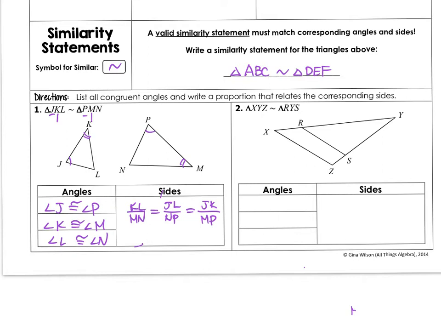Let's look at the second example. I have triangle XYZ, and inside I have triangle RYS, and they're similar. So X and R, X is here, R is here. And Y and Y is here. So they have an overlapping angle, so I should use a different symbol. And Z and S. So angle X is congruent to angle R, angle Z is congruent to angle S, and angle Y is congruent to itself.